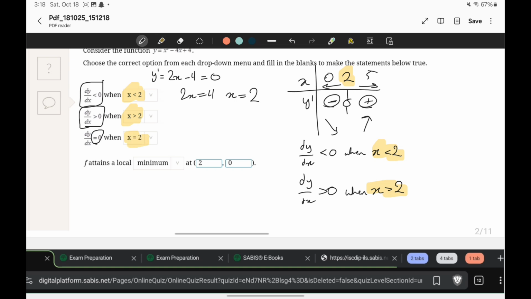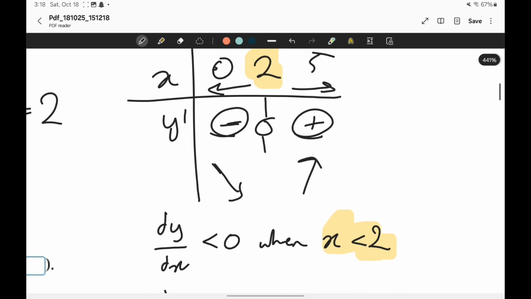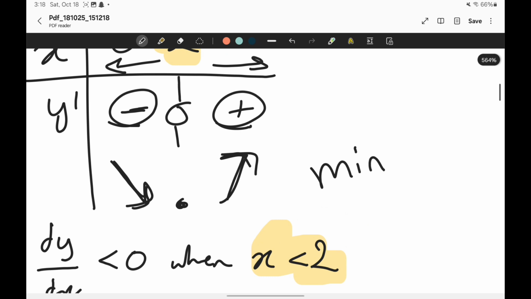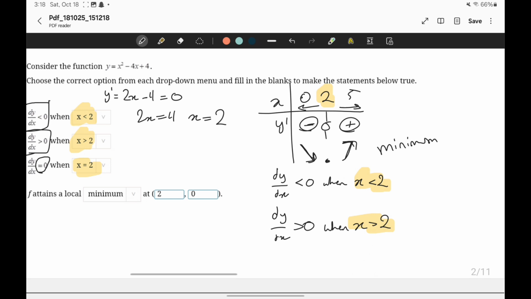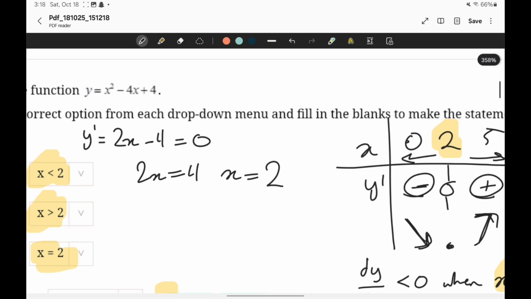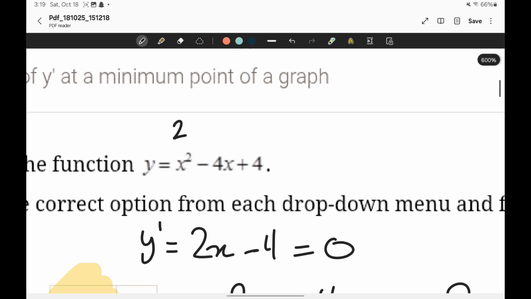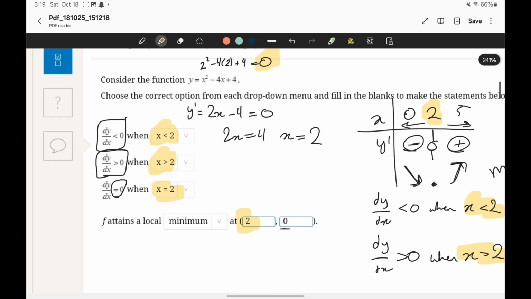Now f attains a local blank at which point? Whether it's a local maximum or minimum, you just look at the arrows here. It's going down, then it's going up. So that means this point is a minimum. Right? So because it's going down, then up, that means x is 2 is a minimum. And to get this y value, you just take the 2 and put it in our original equation. So it's 2 squared minus 4 times 2 plus 4, and then you get 0. So 2, 0.